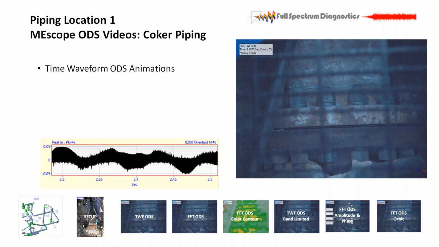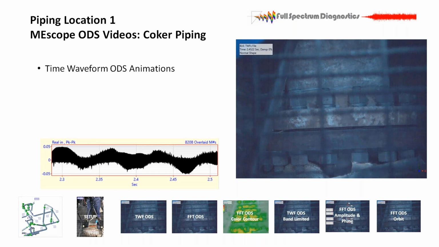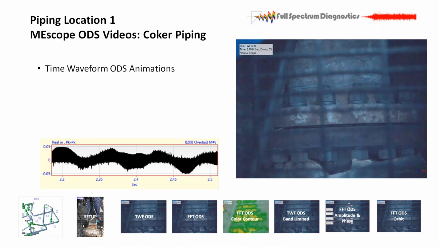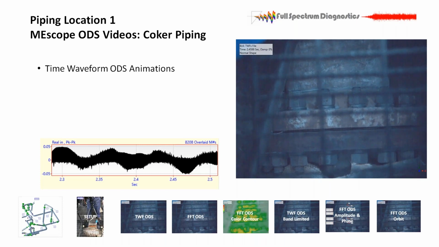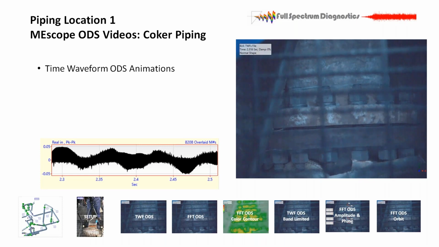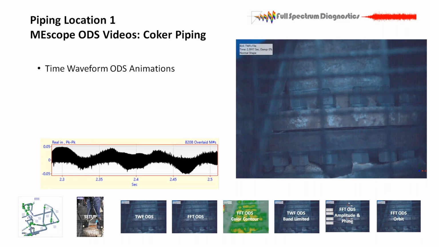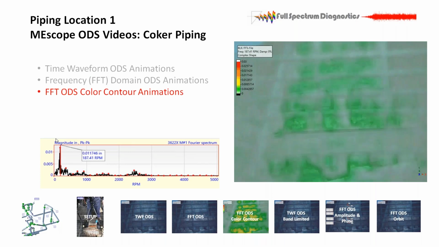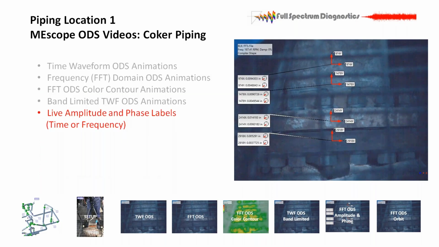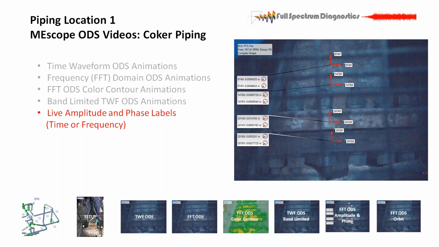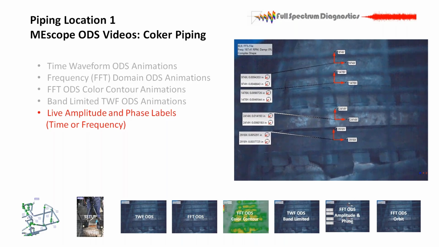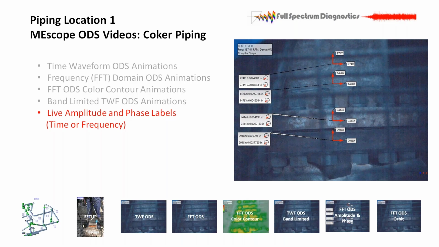Robert's asking, looks like a fairly mature product. How long has this been around? Robert, the MEscope's been around for over 25 years, so that part is very mature. ODS Videos, this product was launched last November. That is when this product was officially launched. It had been in development for a number of months prior to that. But that gives you an idea on the whole thing. MEscope has certainly been around for a long time, and perhaps you're aware of that.